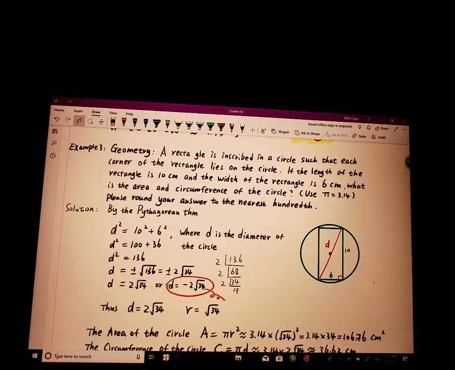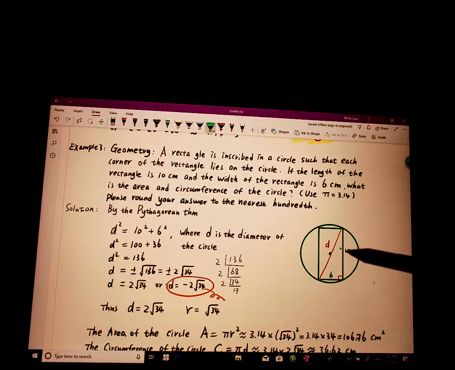Example 3 is a geometry problem. A rectangle is inscribed in a circle. So I have the diagram here. You see the circle is outside, the rectangle is inside. The 4 vertices of the rectangle happen to be on the circle. That is called inscribed in a circle, such that each corner of the rectangle lies on the circle.